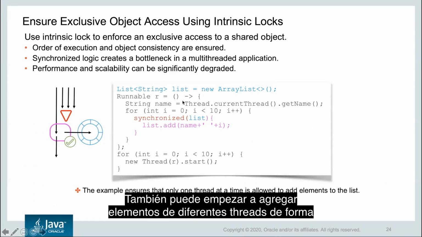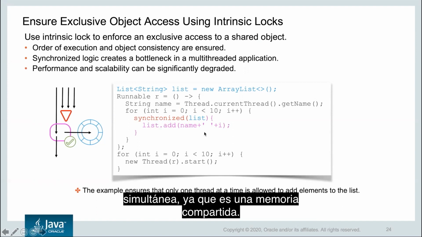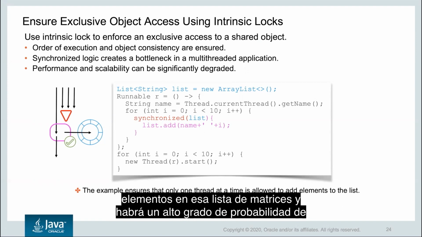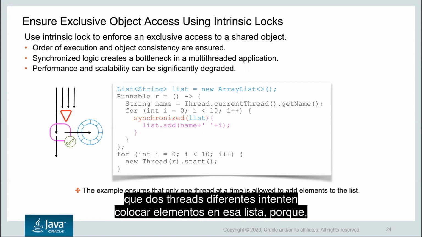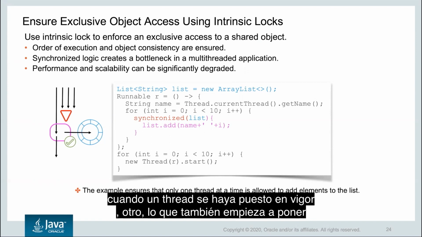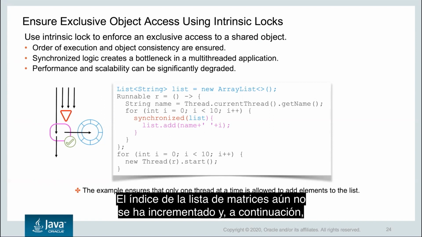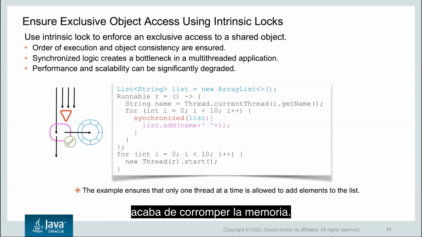Okay, well, you can't, with a normal array list, just start adding things from different threads concurrently because that's a shared memory. The add method is definitely not an atomic action. So you will be putting things into that array list, and there will be a high degree of probability that two different threads will attempt to put things at the same slot in that list, because when one thread was putting things, another started putting things as well. The index within the array list hasn't been incremented yet, and then you just corrupt the memory.